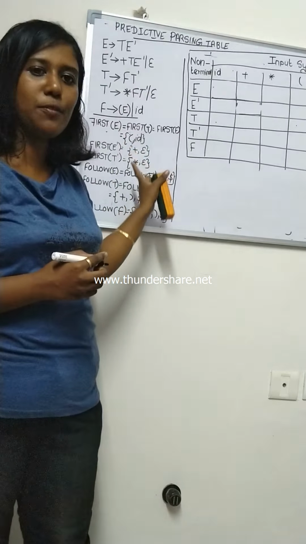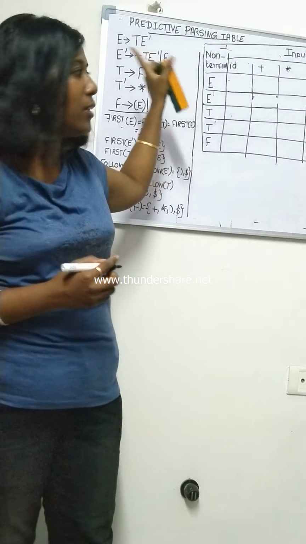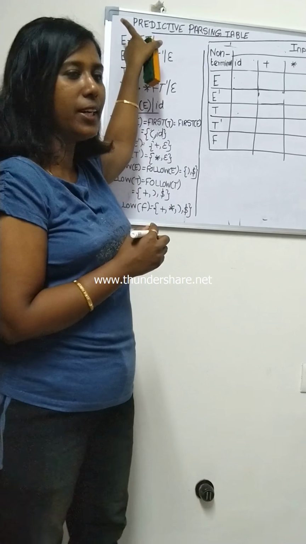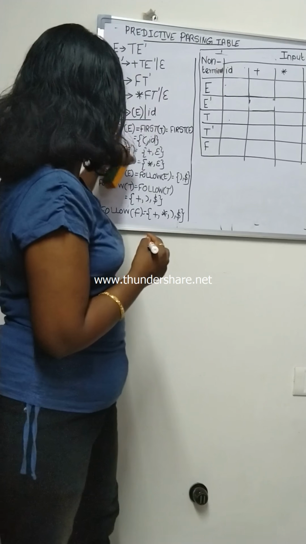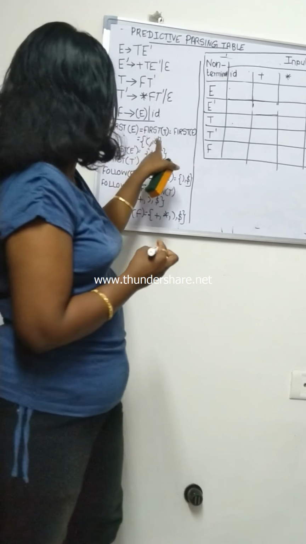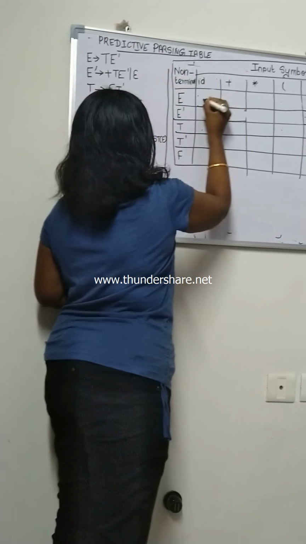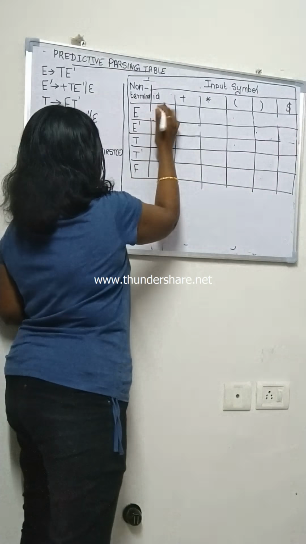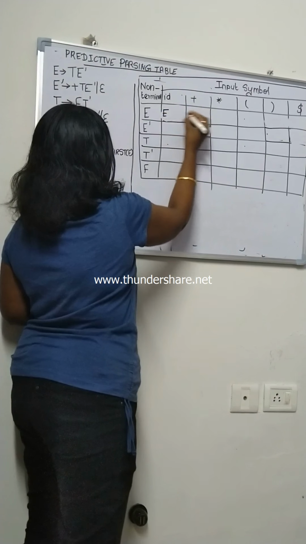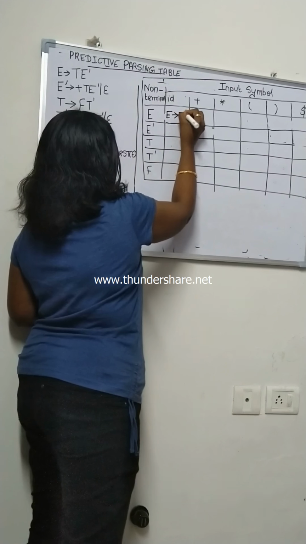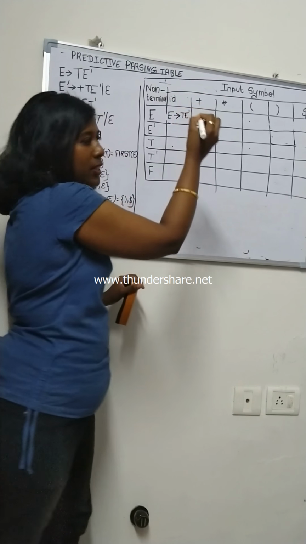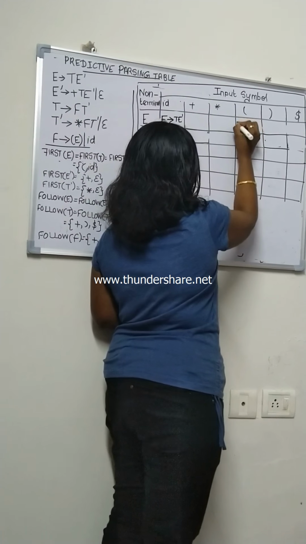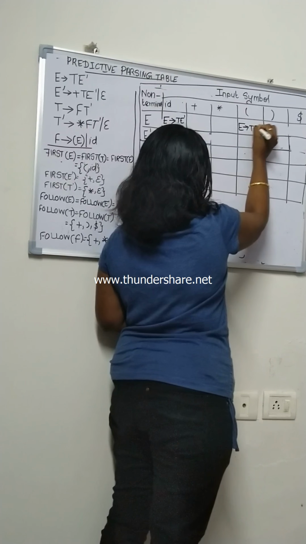Already we found first and follow functions for this production grammar. So, predictive parsing table. First I am going to take this production E derives TE dash. First of E we already found: first of E is open parenthesis and id. In this place I am going to fill E derives TE dash. So here first of E is equal to open parenthesis and id, so I am going to fill in this place E derives TE dash, and we have one more place, that is open parenthesis. So here I am going to fill E derives TE dash.